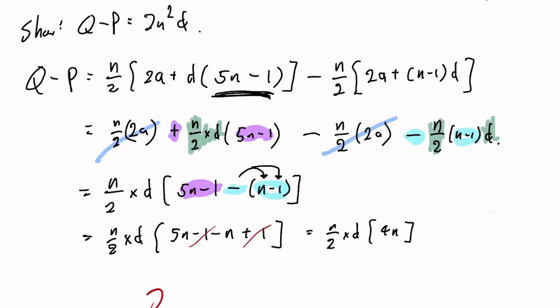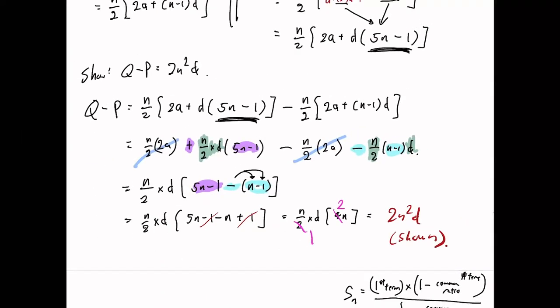And I hope you can see something can cancel away. The n and the n can cancel. So simplify for me, what do you get? The 4 and 2 cancel away, 1, 2. Then you get 2n squared d. Shown, so long-winded. Okay, done. Clear? Okay, moving on.